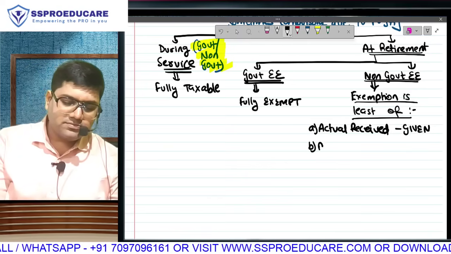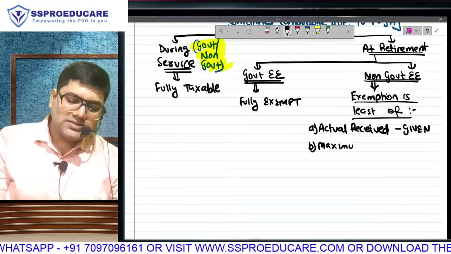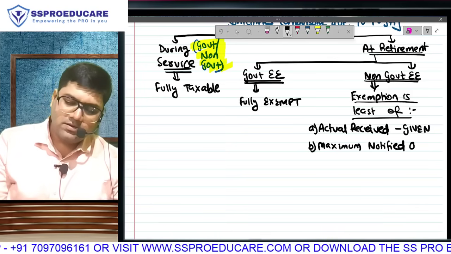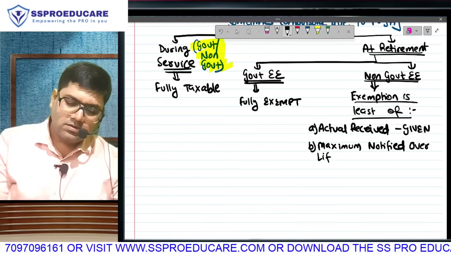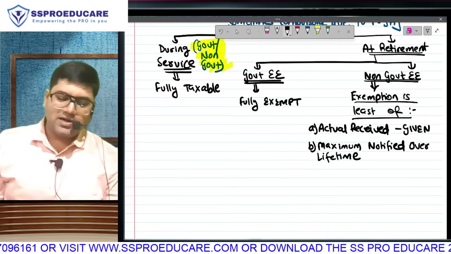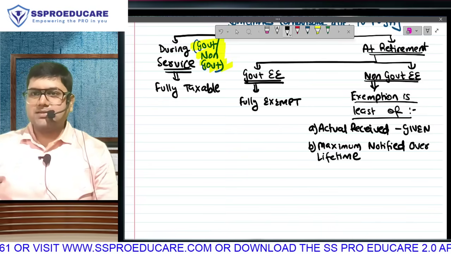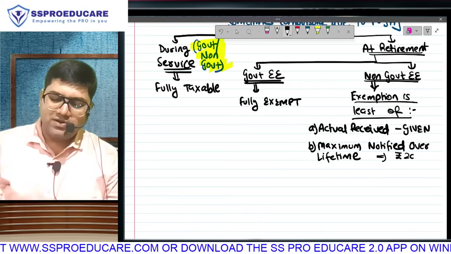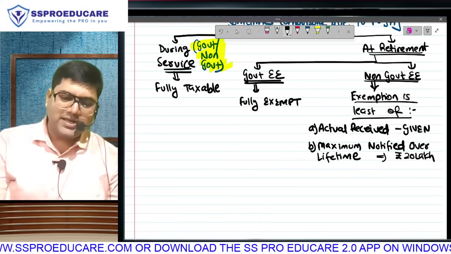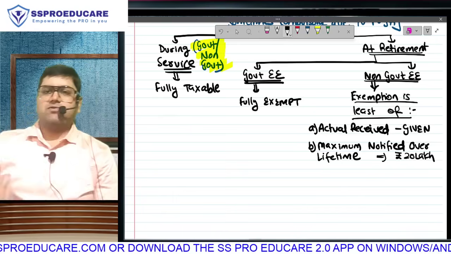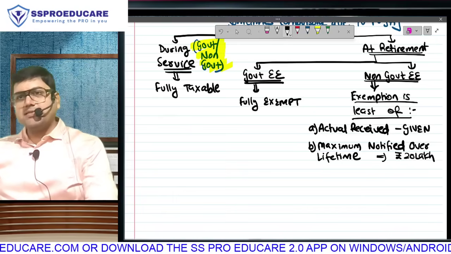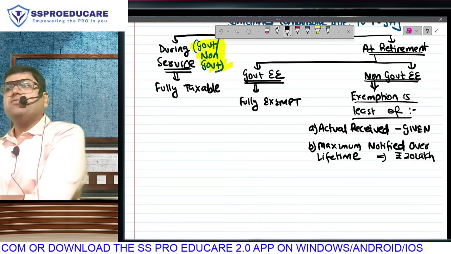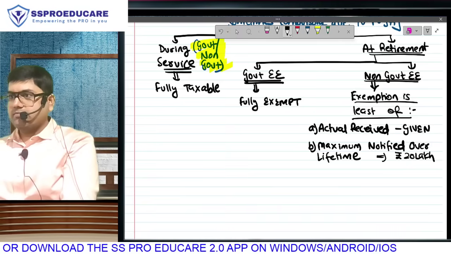Second point, maximum notified over lifetime. This is an amount that you will have to learn. Presently, as per government notification, the amount is rupees 20 lakhs. Presently, it is 20. But it's a notification. Notification means an announcement. And this can change at any point of time.